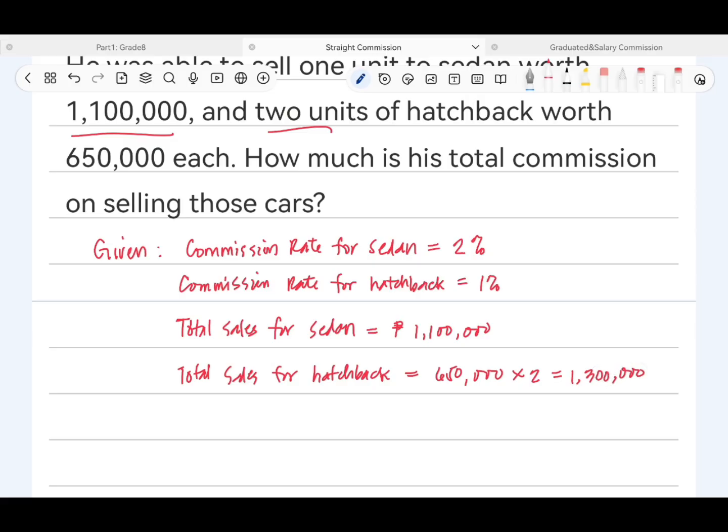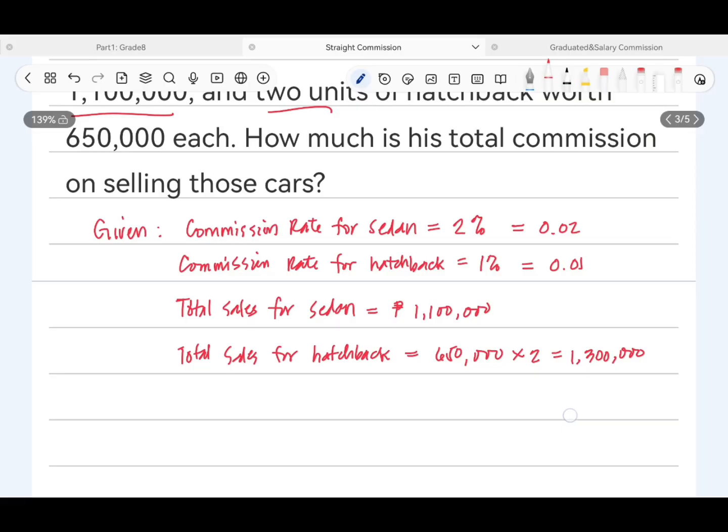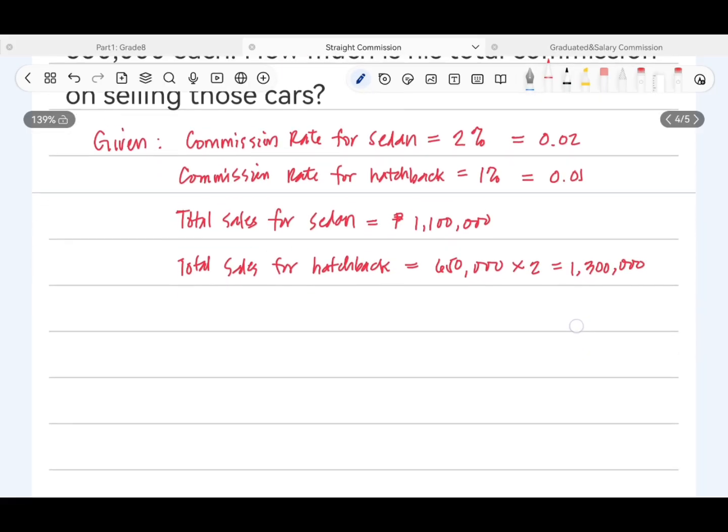Okay, so let's also convert the commission rate for sedan. 2% is equivalent to 0.02. And for the commission rate for hatchback, we have 1%, so equivalent to 0.01. So these are our given for our example number 2. So now we can compute for his total commission.